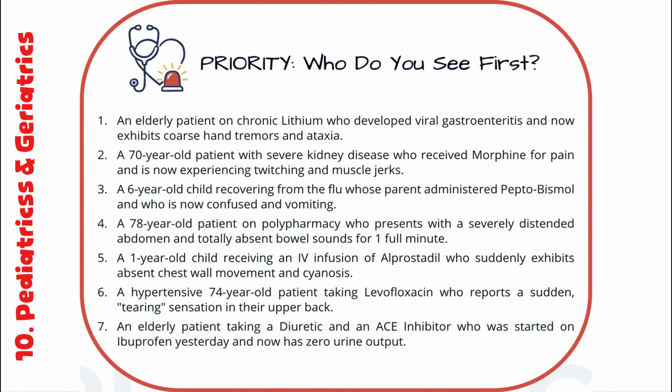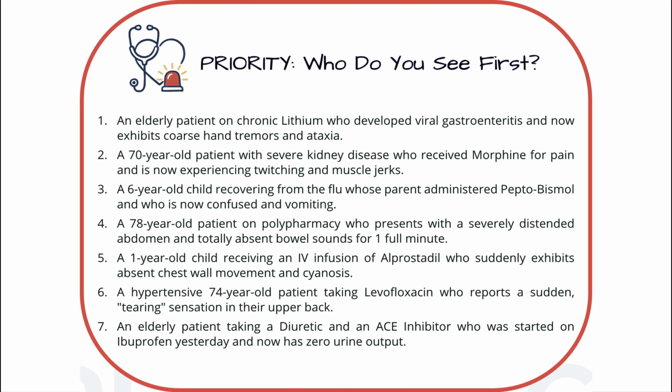An elderly patient on a diuretic and an ACE inhibitor who was started on ibuprofen yesterday and now has zero urine output. The triple whammy in progress, oliguric acute kidney injury. A hypertensive 74-year-old on levofloxacin reporting a sudden tearing sensation in the upper back. Collagen breakdown triggering aneurysm rupture or aortic dissection. A 6-year-old recovering from the flu whose parent gave Pepto-Bismol and who is now confused and vomiting. The salicylate crossover trap. This is Reye's syndrome, identical to an aspirin exposure.